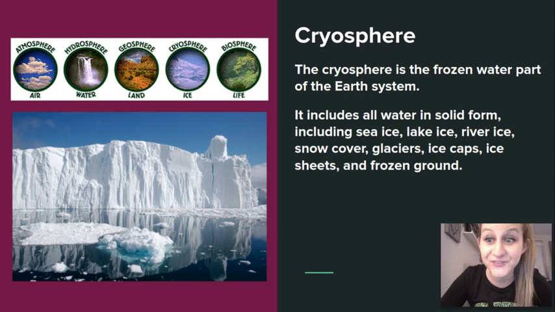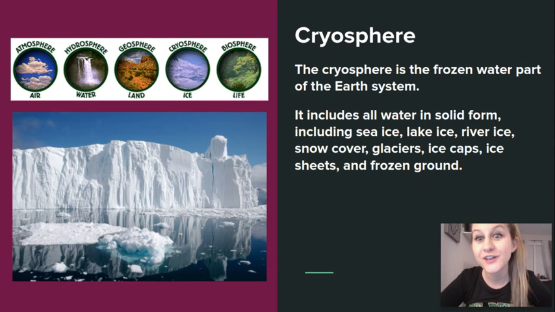Okay, the cryosphere. This is a new one. We haven't learned about the cryosphere at all this year yet. The cryosphere is the frozen water part of the Earth's system. It includes all water in solid form, including sea ice, lake ice, river ice, snow cover, glaciers, ice caps, ice sheets, and frozen ground.